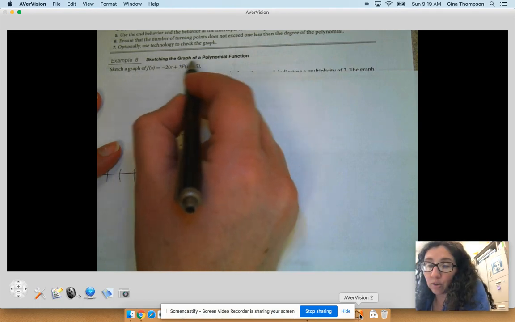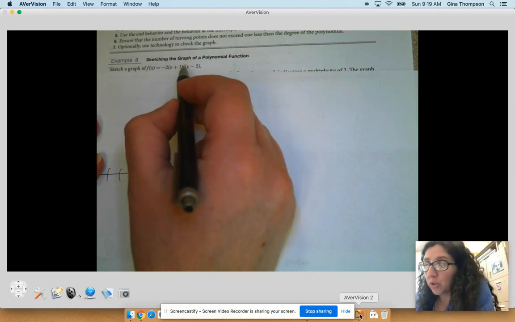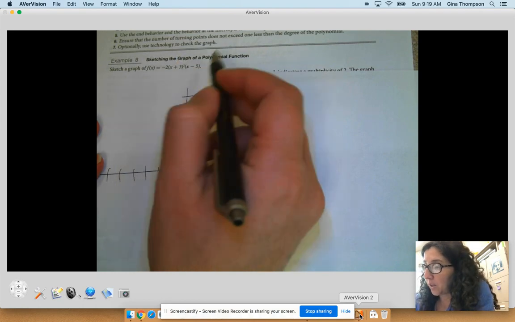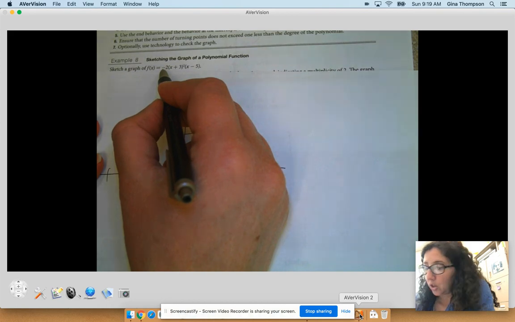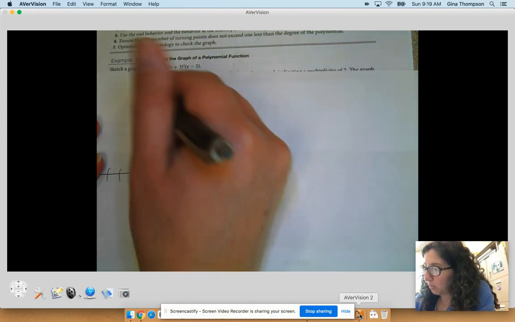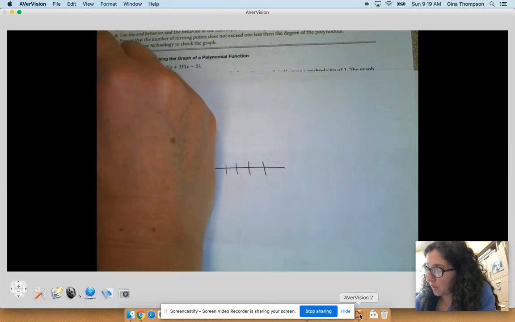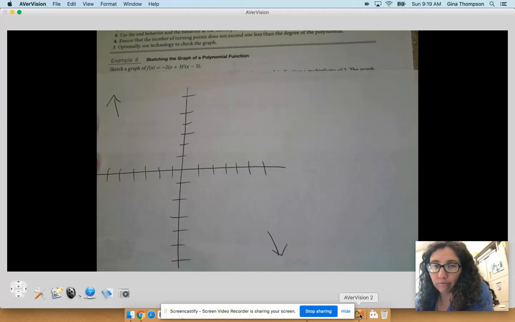We can just add the exponents of those terms. The 3rd degree polynomial, so it's going to be like x cubed, right? So up on one side, down on the other, and there's a negative coefficient out front. So x cubed would go like this. So this is going to be reflected. It's going to go up on this side and down on that side. That's going to be the end behavior.